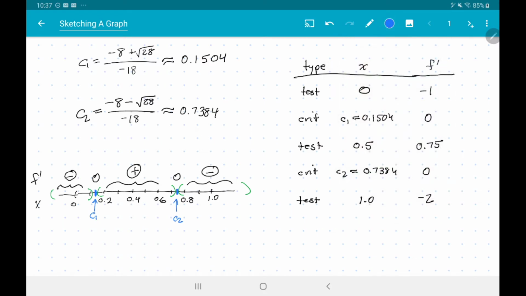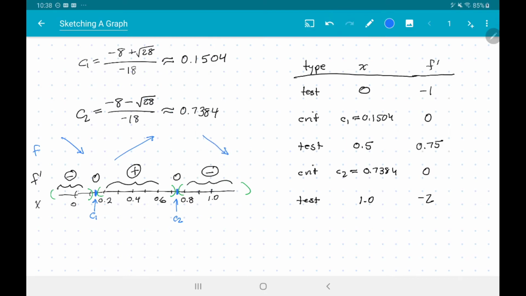Remember that f prime gives us information about where f is increasing and decreasing. So let me interpret these signs. In the first interval, f prime is negative. So what is f doing? F is decreasing. In the second interval, f prime is positive. So what is f doing? F is increasing. In the third interval, f prime is negative. So what is f doing? F is decreasing.